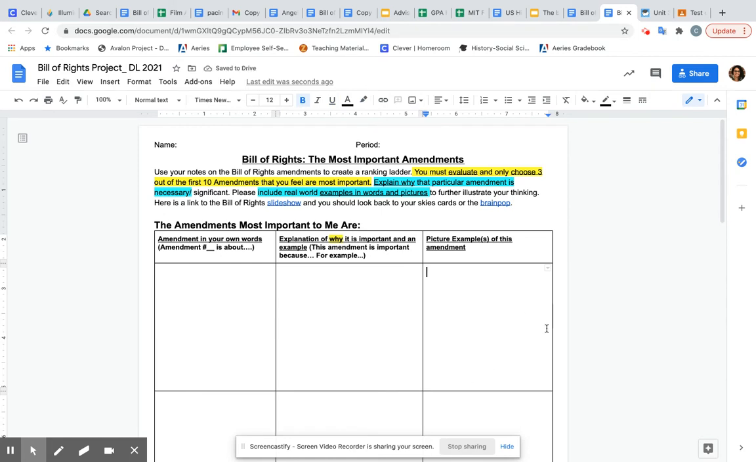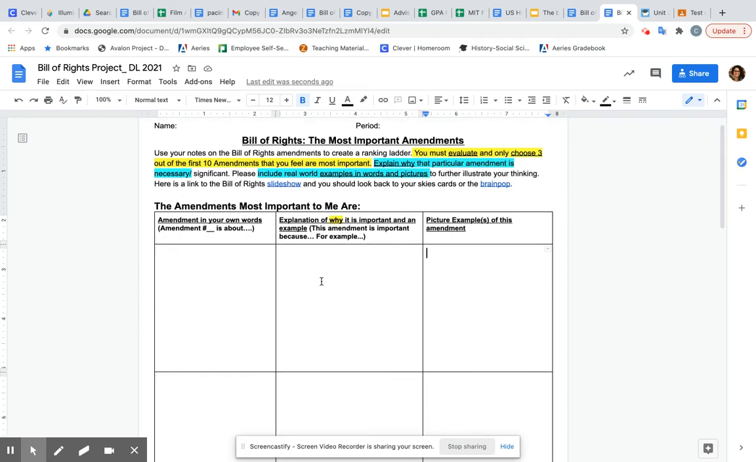And then include a picture example of the amendment. Now, keep in mind that there are some amendments that have several parts to them. Like amendment number one has 5 freedoms listed there. And so you need to make sure that you cover all of the 5 freedoms that are listed there. Okay.